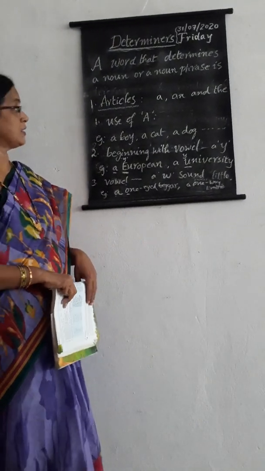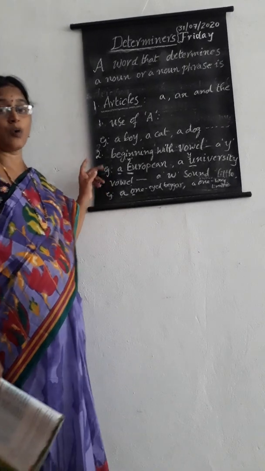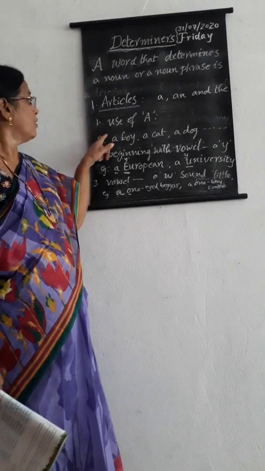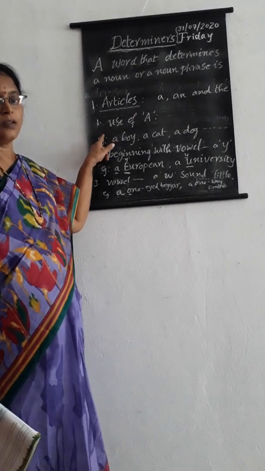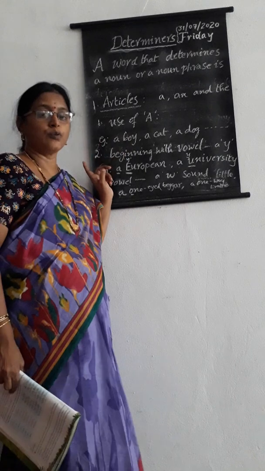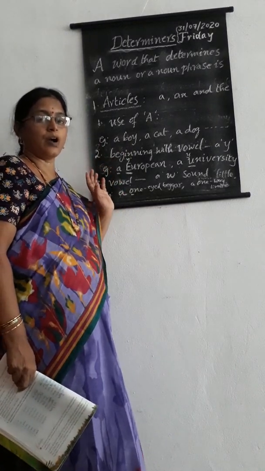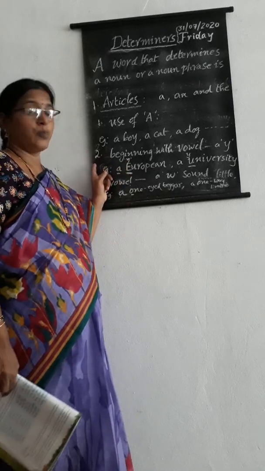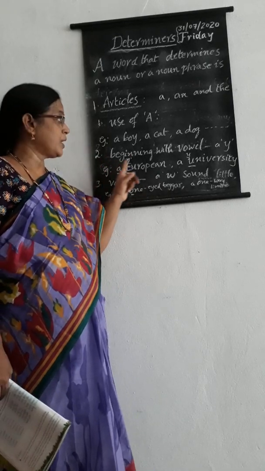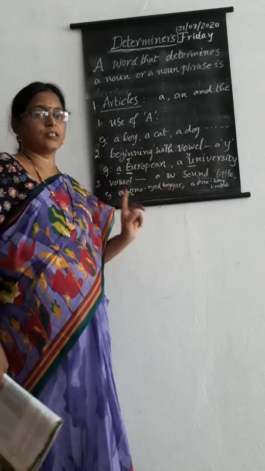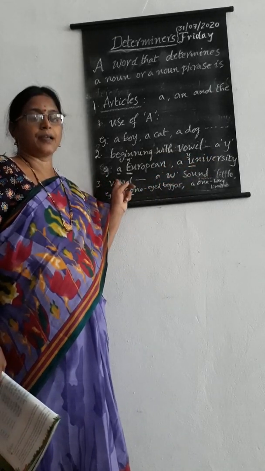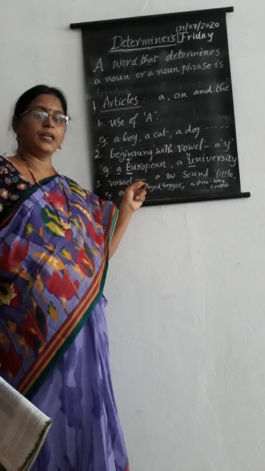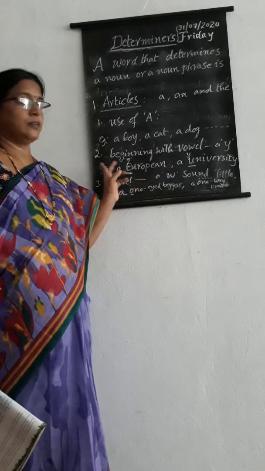Students, once again I am telling you, remember these 3 points before using the indefinite article A. The first point is, before consonants you have to use the indefinite article A. Point number 2 is a word beginning with a vowel but it gives a Y sound. We have to use the indefinite article A. A European, a university, a utensil, a unity, a uniform, like that.